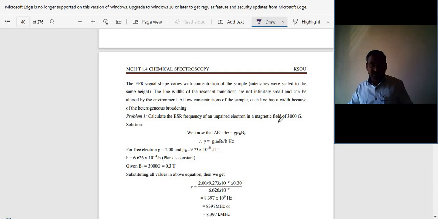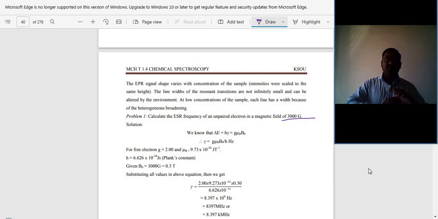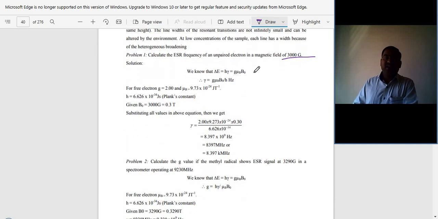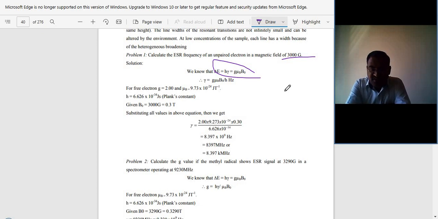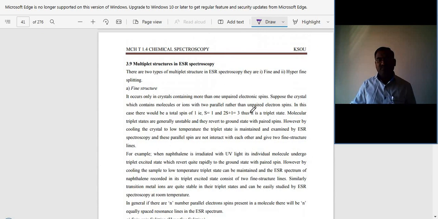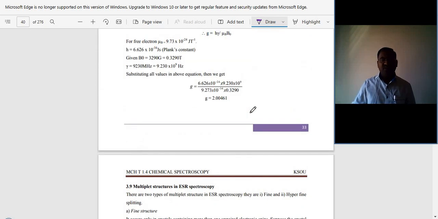Next we consider some other examples regarding that. Calculate the ESR frequency of unpaired electrons in a magnetic field of 3000 G. Here we know the formula delta E is equal to h nu. h nu is nothing but g mu B B0. For a free electron, g, h and beta values are substituted here. What we are getting is the value of nu.